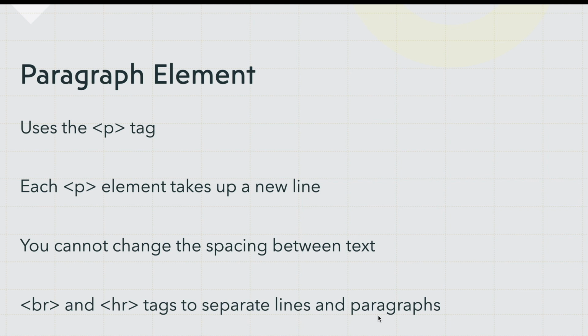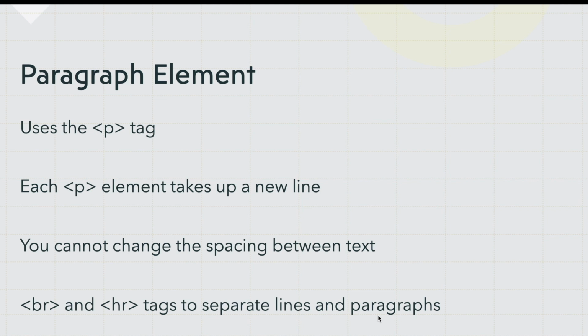You cannot change the display by adding extra spaces between words or weird spacing between lines in your code. They will not show, so you will not be able to, for example, write haikus or poetry with the paragraph element. You will have to write each line with a new paragraph, but you will not be able to use special spacing. However, you can use the BR and HR tags, which stand for line break and horizontal line, to separate lines and paragraphs from each other.